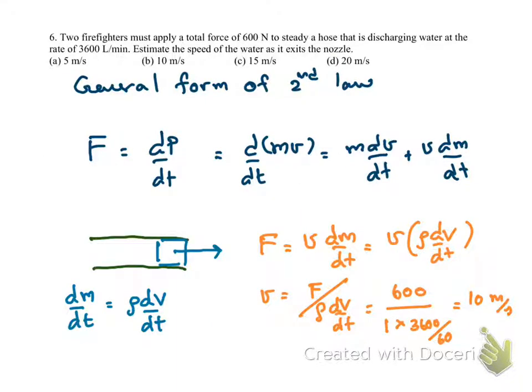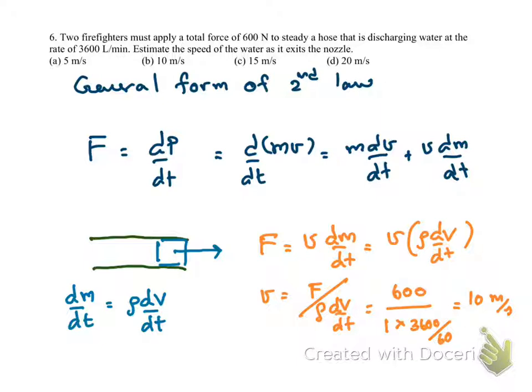Problem number 6. Two firefighters must apply a total force of 600 Newton to steady a hose that is discharging water at the rate of 3,600 liters per minute. Estimate the speed of the water as it exits the nozzle.